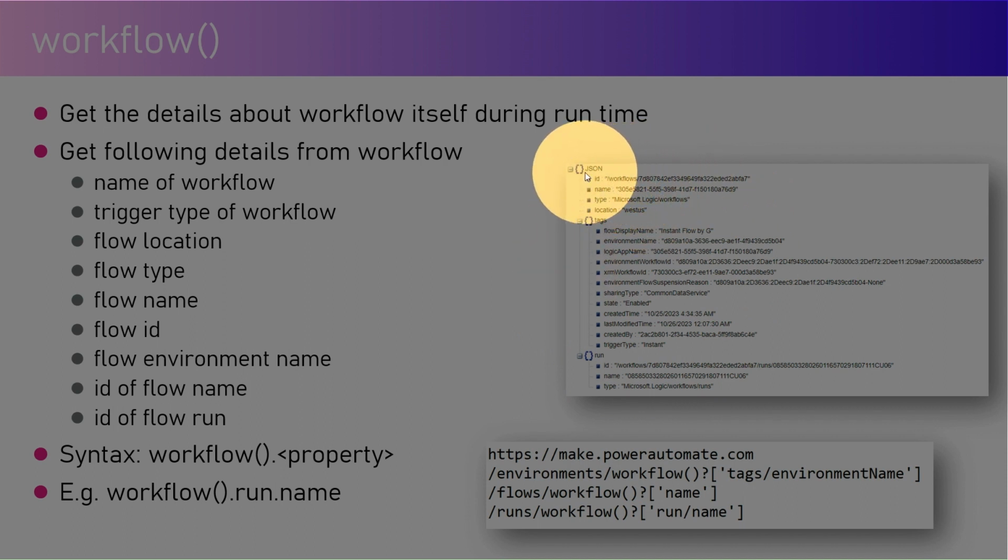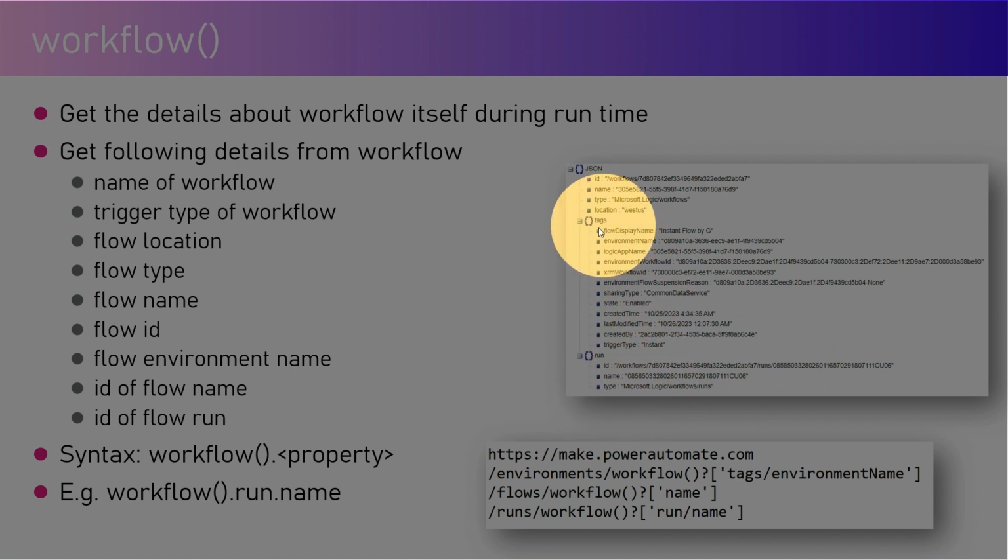If you extract the JSON output out of it, you will see how it is structured in a hierarchical fashion. You can see the ID of the workflow, or you can see the name. Name is in a GUID format. Type tells what kind of workflow it is, whether it's a Microsoft Logic workflow, basically a logic app. Location is where the flow resides, and under run you will see an actual ID with a partial URL, and you can see the name and the type of the workflow.